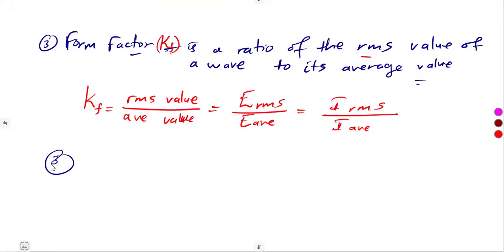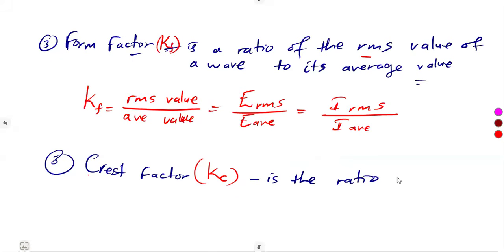Then we also have the crest factor. This one we're going to have as KC, the crest factor. The crest factor is taken as the maximum value of the wave to its effective RMS value. So it's also a ratio. This one is the ratio of the maximum value. I'm just going to write in short here.